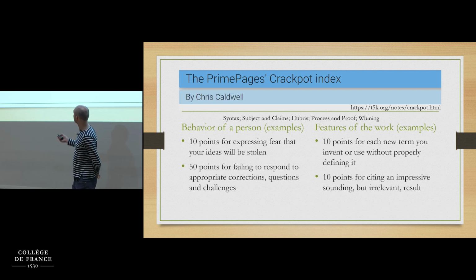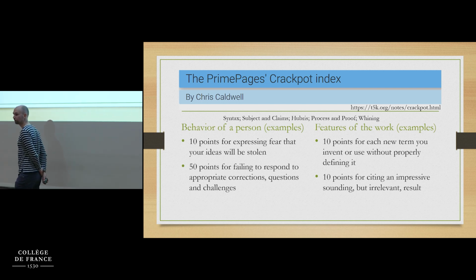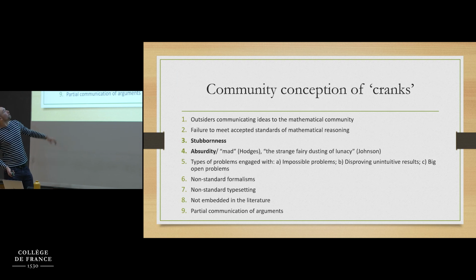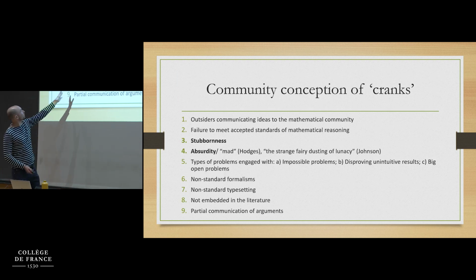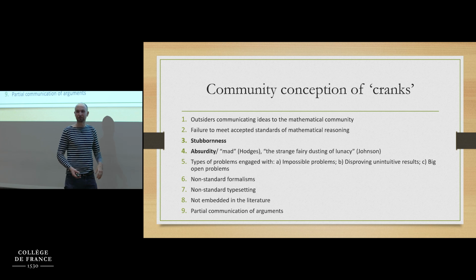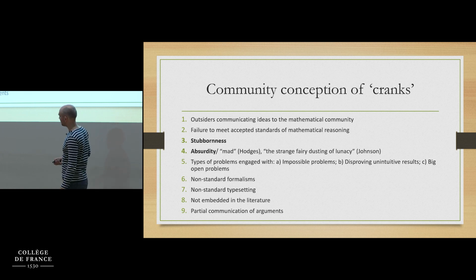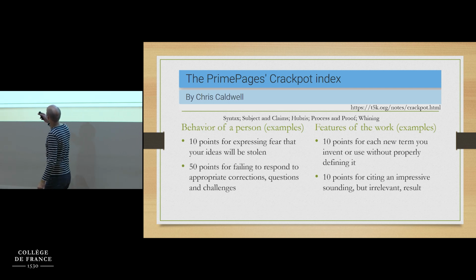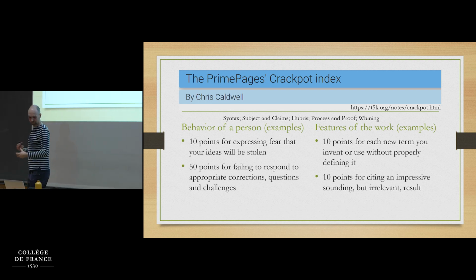But in general, the behavior of a person gets more penalty points on average than features of the work. And that really matches nicely with this community conception of cranks that we've seen before. Because what really matters, right, are the absurdity and stubbornness features. That's what we think about when we think about the crank, right? That's what De Morgan was stressing when he was talking about the monkey, right? The behavioral traits of this outsider. And so this is what in the crackpot index gets the most points. If you display these behavioral features, then you get the most points, right?